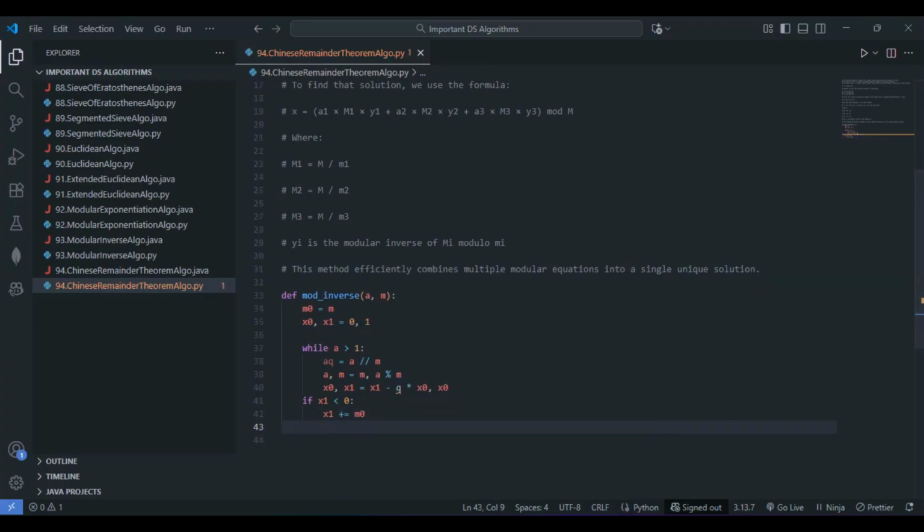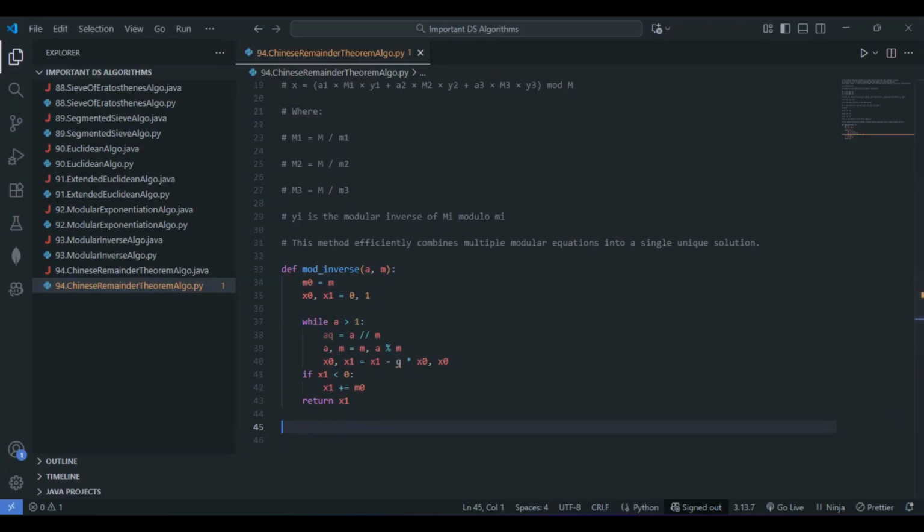So this is fine. Now let's return something. I'll just return x1 here, right? So this is fine. Yep, we are done with this one, the function to find the modular inverse using the extended Euclidean algorithm. So that's what we have made use of here. Now let's write the function to apply Chinese remainder theorem accordingly with what we had discussed within the explanation part, right?